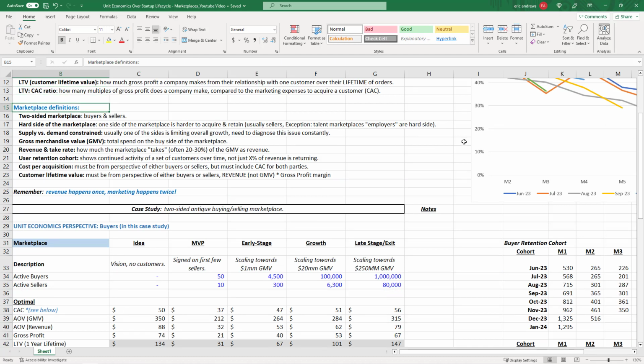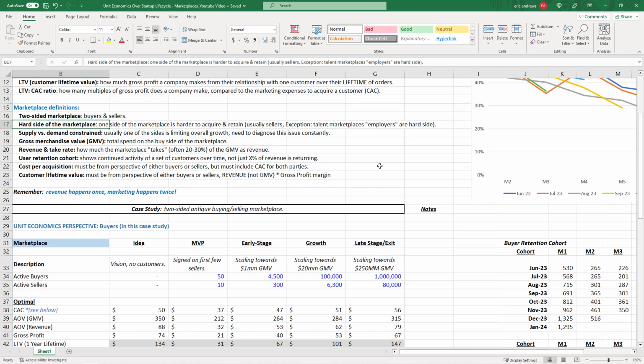Marketplace definitions. Marketplaces are complicated because they have two sides. They have buyers and sellers, and our business is to create the software that sits in between them and connects them. There's always one hard side of a marketplace, and it's very good to be aware of which side is the harder side. One side of the marketplace is harder to acquire and retain. It's usually sellers. Sellers are usually difficult to recruit. They have a lot of expectations around financial outcomes. They will switch easily if there's another place to sell their goods.